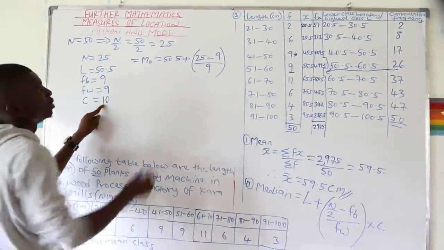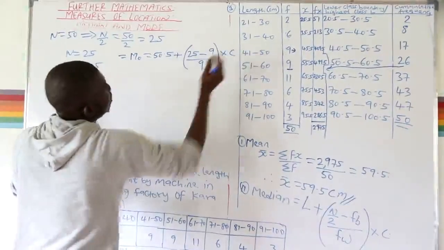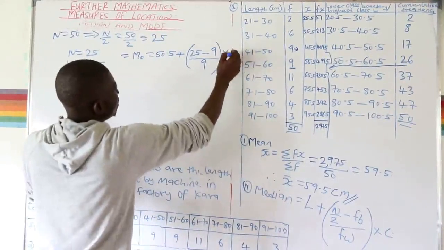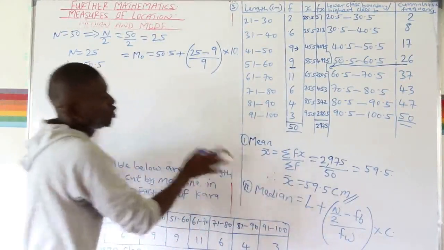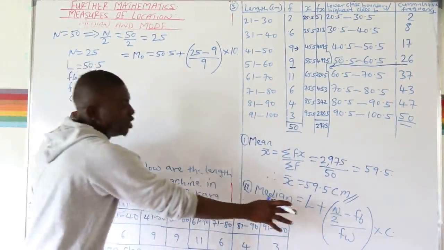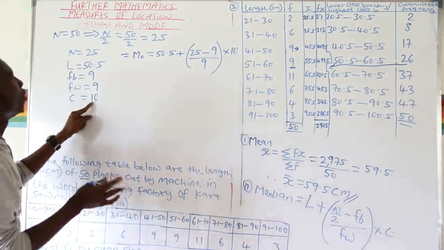Our C is what? 10. So times what? Times C. So times 10. Our C is 10. Very simple. So far you have got all your values, just substitute the values inside your formula. Now let's continue our work.